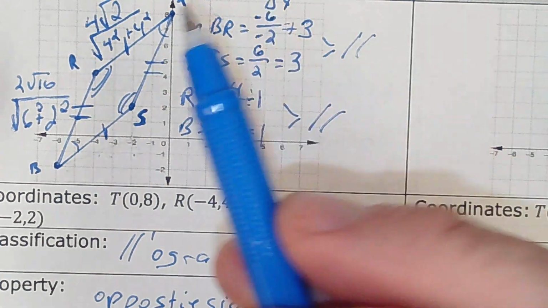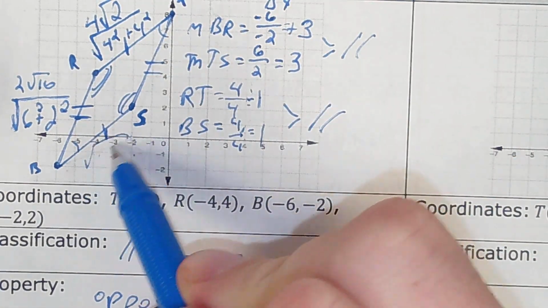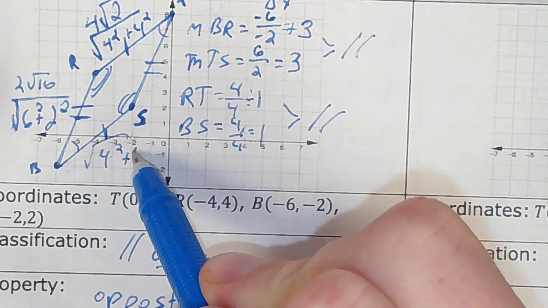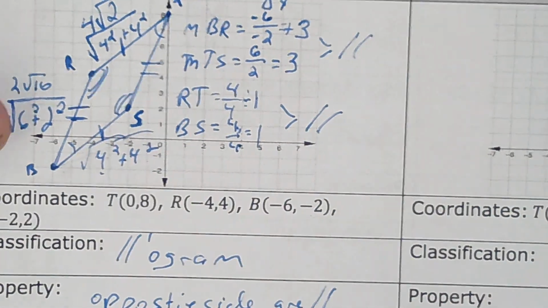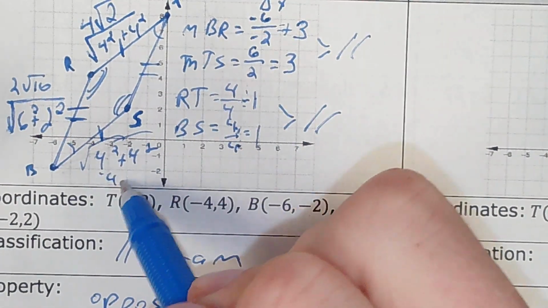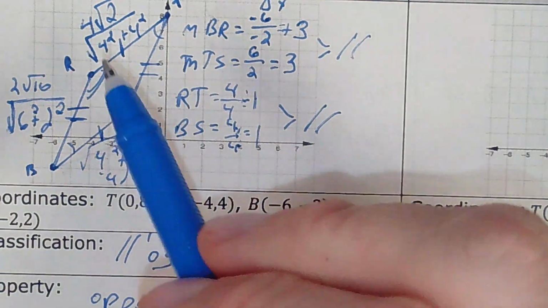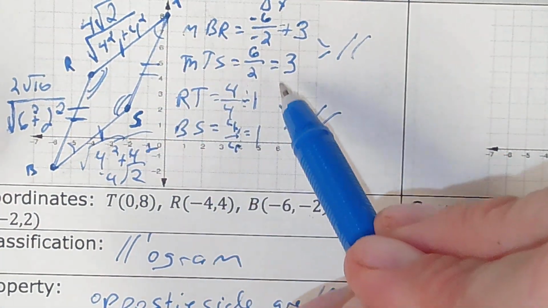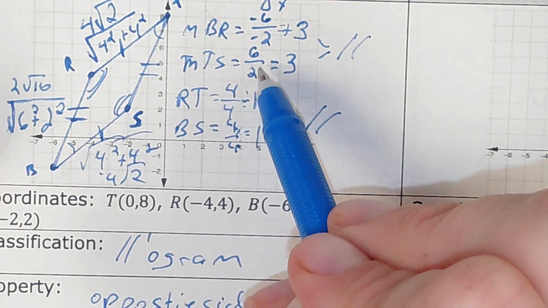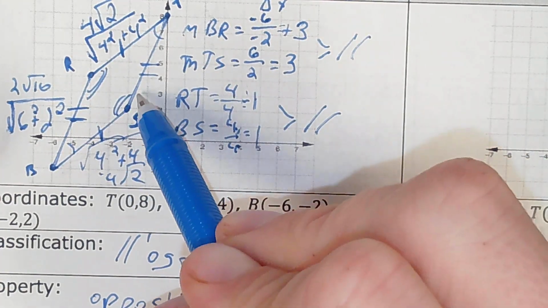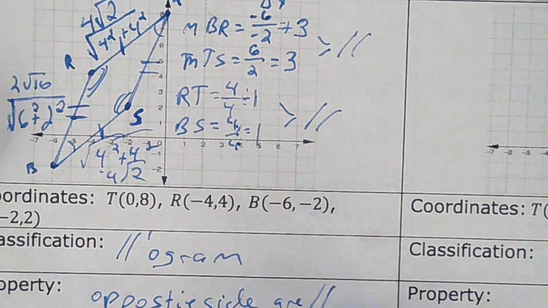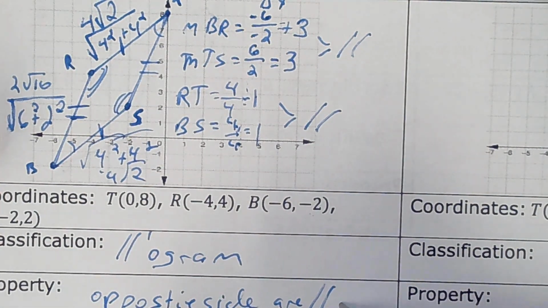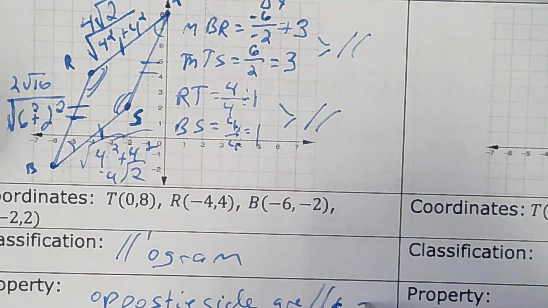BS and RT. This would be the square root of 4 squared plus 4 squared, because the change in x and the change in y are the same. And then RT would be 4 square root of 2. Right? And then TS is 6 squared over 2 squared, which is the same. So opposite sides are congruent, the same length and congruent.